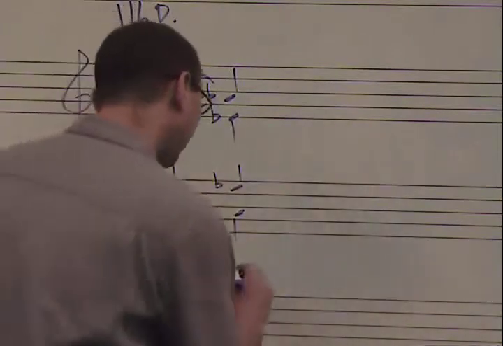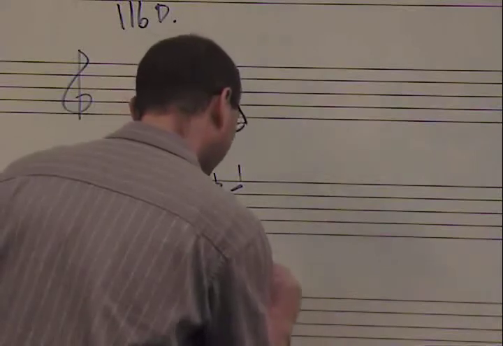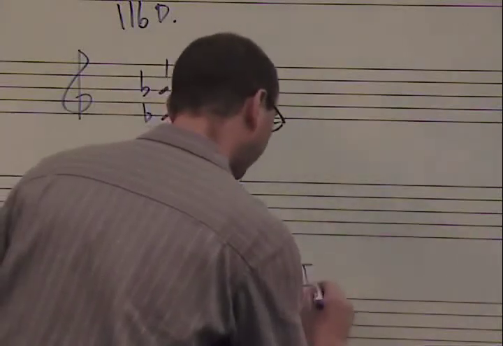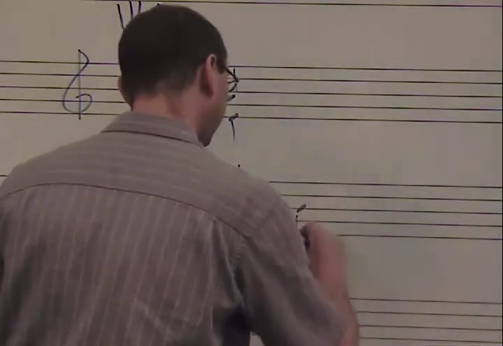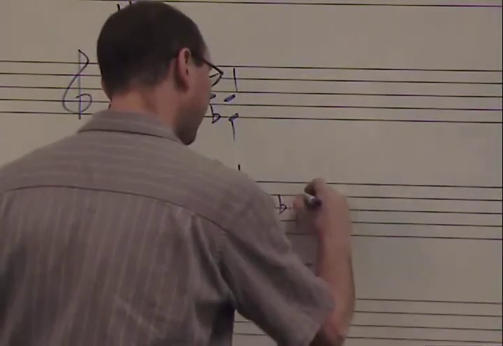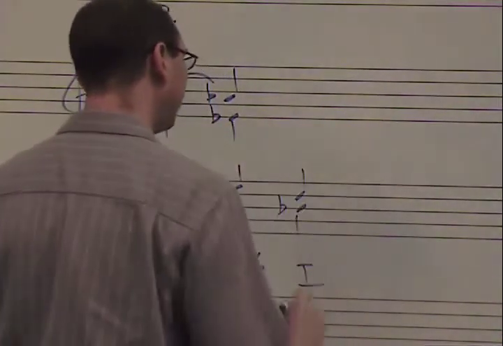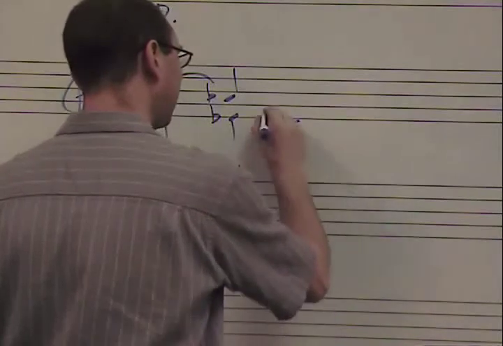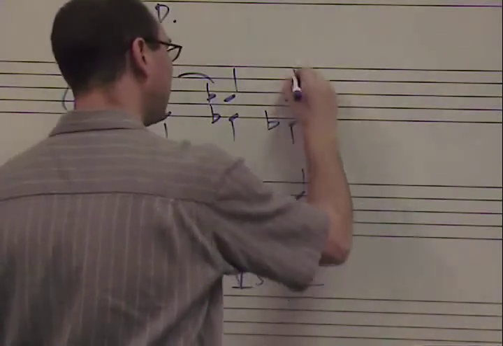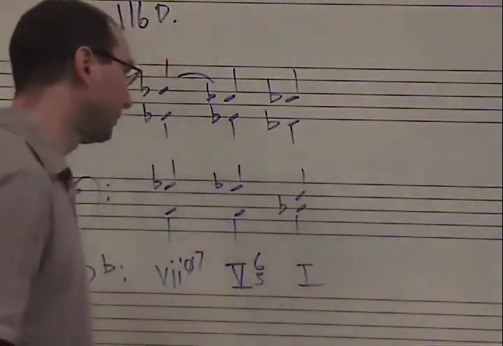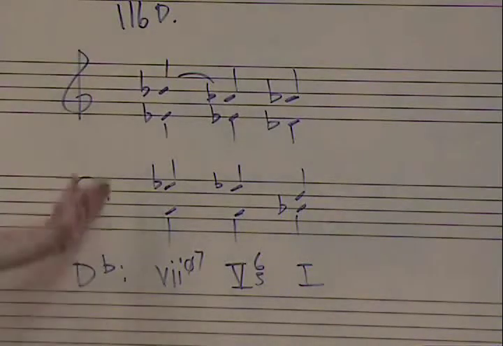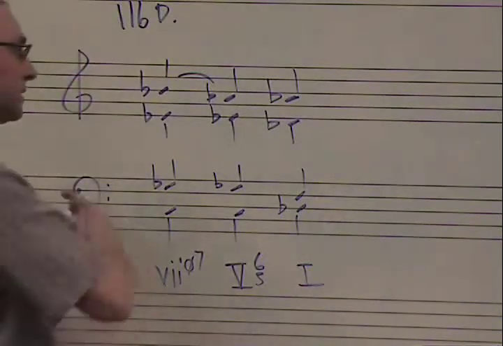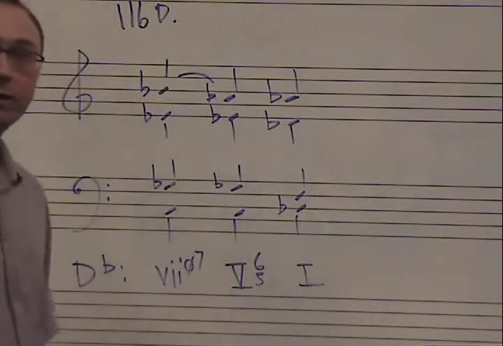Next we progress this 6-5 onto 1. D flat. The 7th factor resolves down by step to F. And keep the common tone A flat. There we have it. So again, just following the rules, you can see that this is actually fairly smooth to navigate.